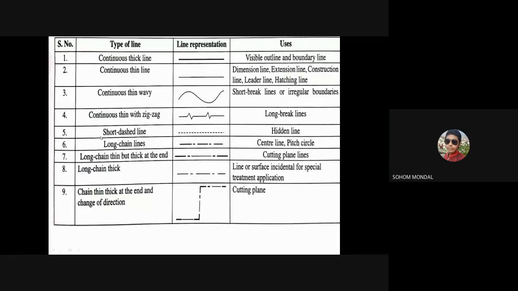Okay. Next is long chain lines. What is long chain line? Normally we represent a central line. Normally we represent a central line by a long chain line.